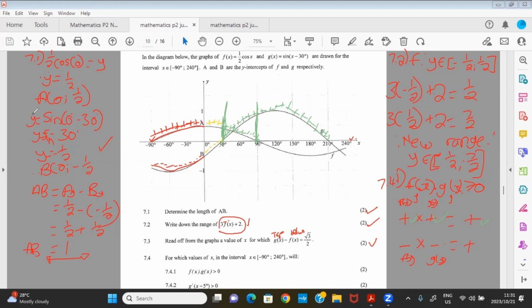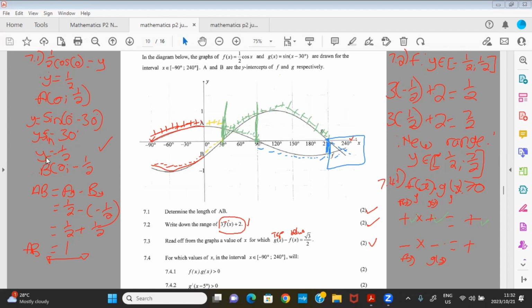Then I'm continuing, still analyzing. Now from 90 until 210, my g is positive, but then my f is negative, so when I multiply them, they will give me a negative. But from 210 until 240, both my f and my g are negative, so when I multiply them, they give me a positive. So even here, my restriction is satisfied.